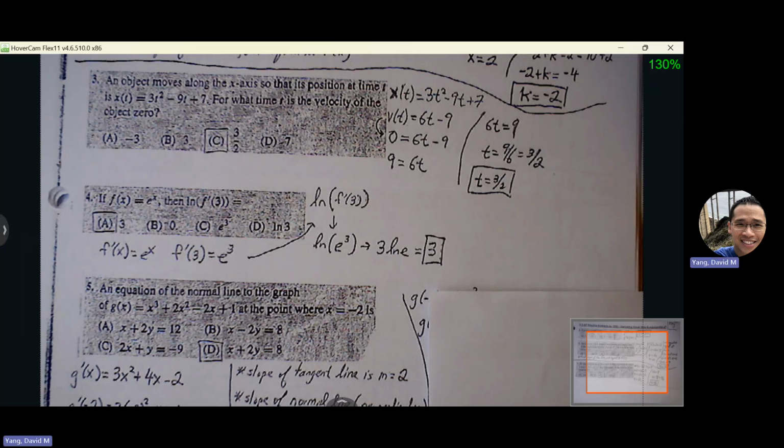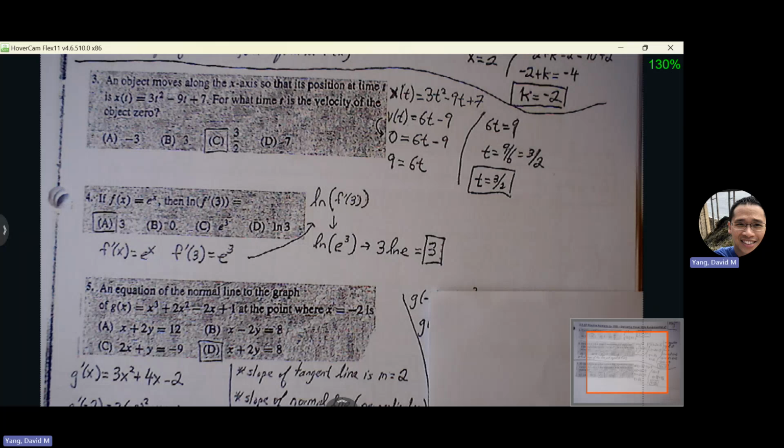So here's our function, g of x is x cubed plus 2x squared minus 2x plus 1 at x equals -2. So let's find the derivative, find the slope, and then flip it to get the slope that we really want, which is the perpendicular slope to the tangent line at this point.